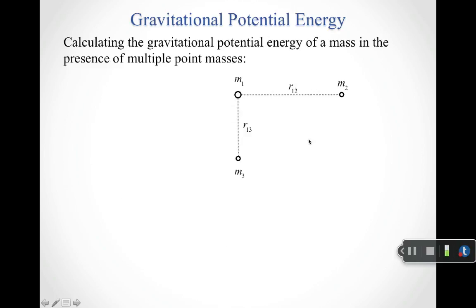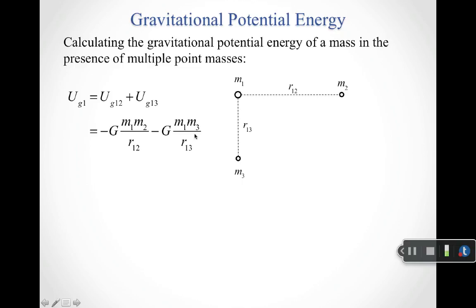All right, so how are we going to use this in problems? Well, to calculate the gravitational potential energy of a mass in the presence of multiple point masses. If I'm interested in the gravitational potential energy for mass 1, let's say, what I need to notice is there's going to be an interaction with mass 2, there's going to be an interaction with mass 3, and so I just need to keep track of each pair. So I need to keep track of the gravitational potential energy between 1 and 2 and between 1 and 3 if I want to get the total gravitational potential energy for mass 1. And so that just means I've got two terms here.